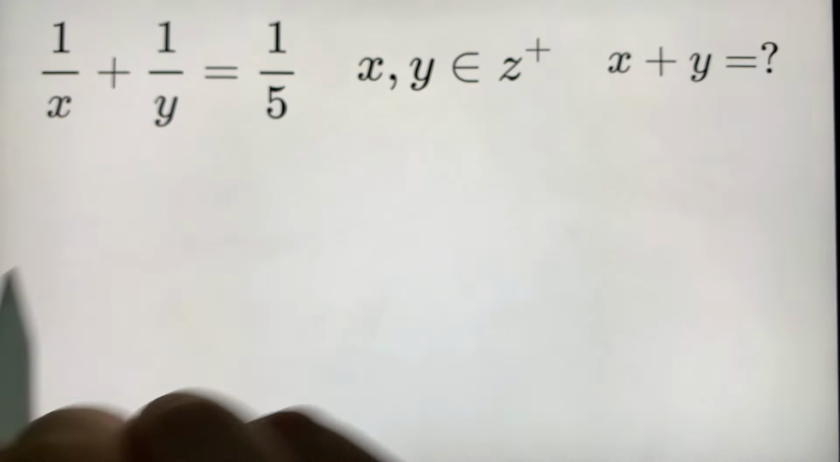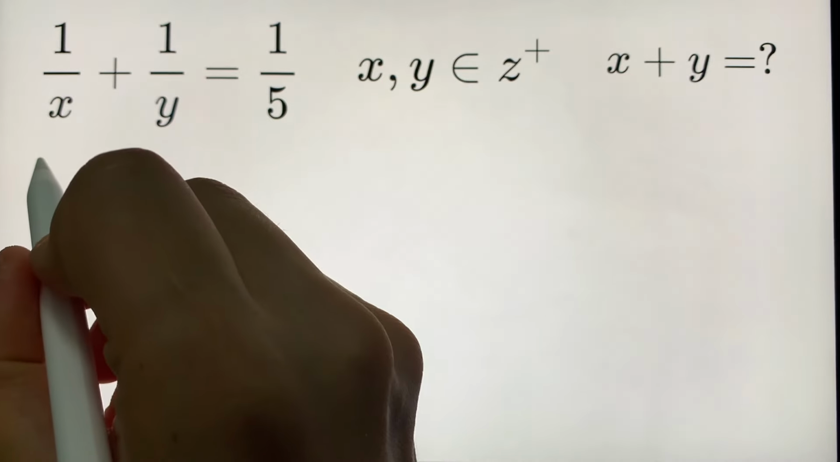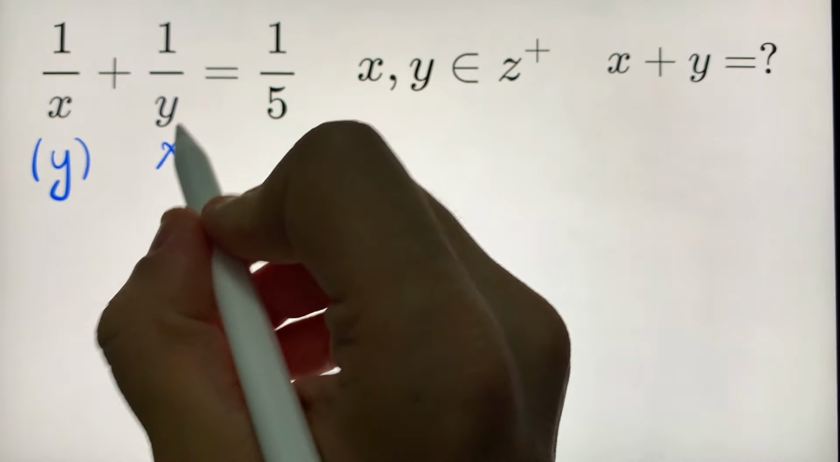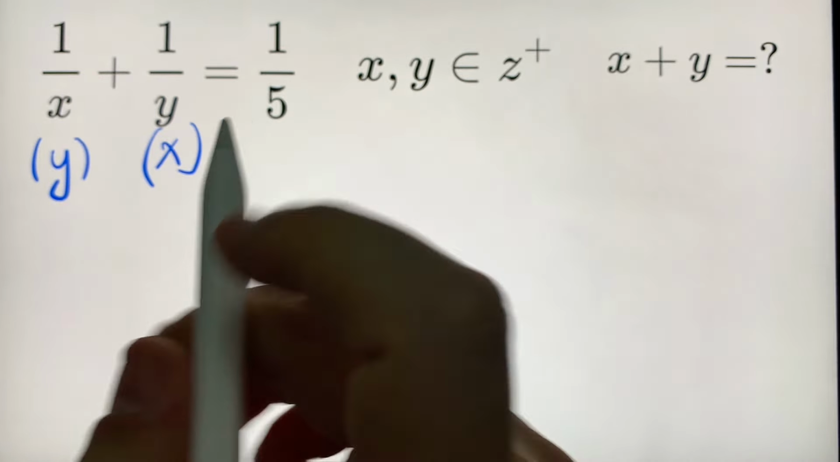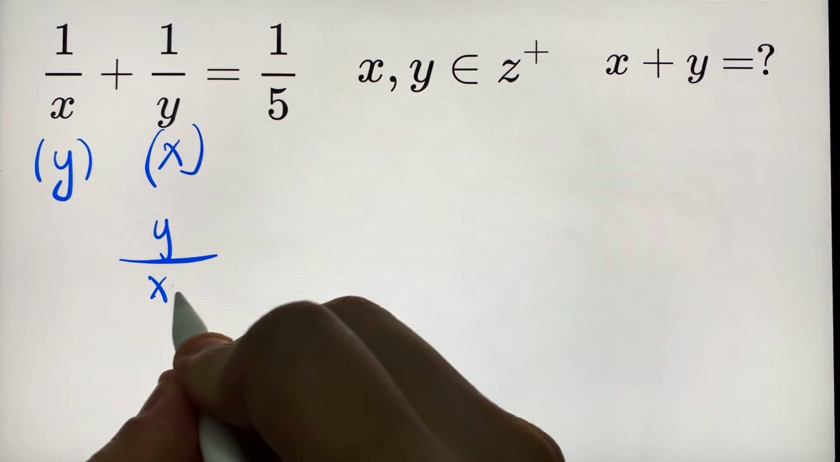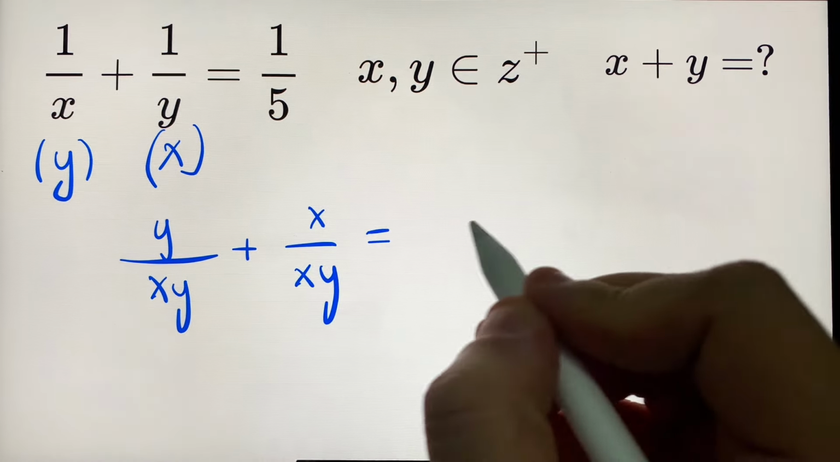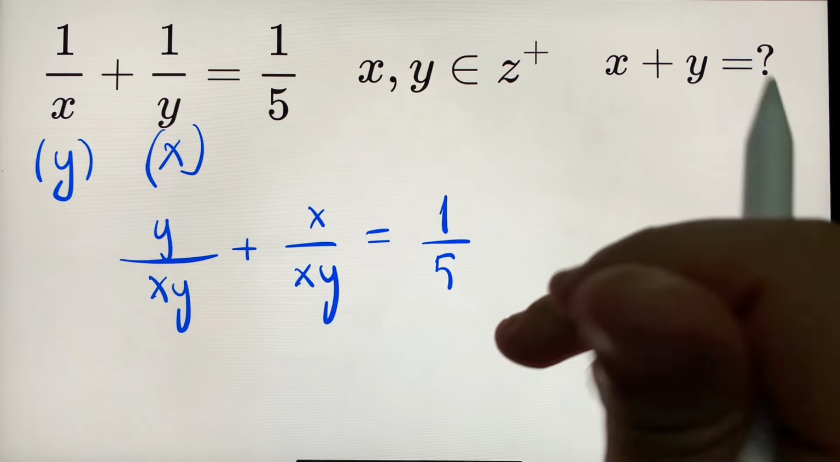Now, first, I think, what can I do? I extend this fraction with y and this fraction with x. What will our equation be in this case? y over x times y plus x over x times y is equal to 1 over 5.